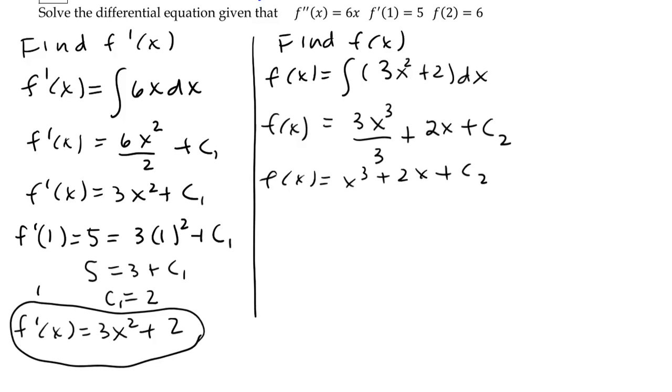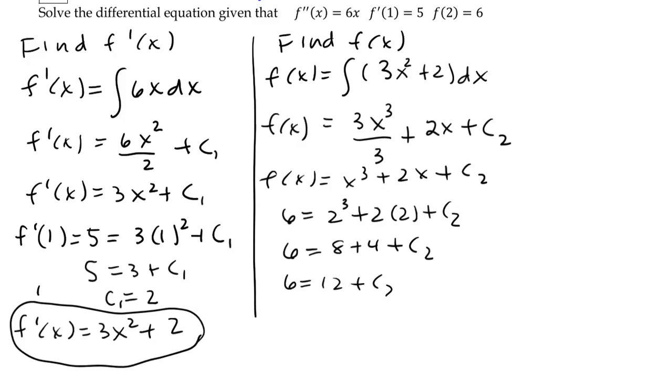We know we're not going to leave a general solution with c because they told us when you sub 2 into f, you get 6, and here's f. So we get 6 out when you sub 2 in. So now 6 is 8 plus 4 plus c2. 6 equals 12 plus c sub 2. So c sub 2 must be negative 6. So f of x is going to be x cubed plus 2x minus 6.